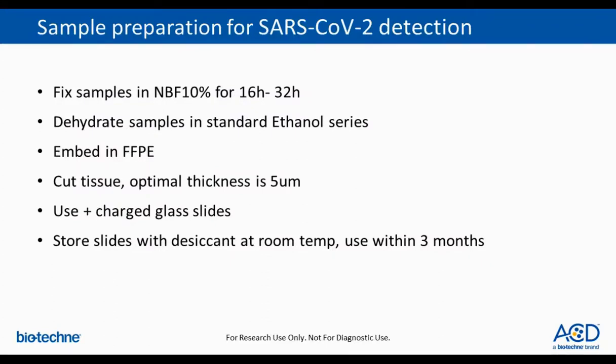Regarding sample preparation for the COVID detection, it doesn't really matter much whether you're detecting a target related to the COVID disease or not. This is the typical sample preparation that we recommend for any tissue that is formalin fixed, paraffin embedded, so we recommend to have it fixed for between 16 and 32 hours. We recommend to cut it at a thickness of approximately 5 microns. We recommend you put your tissues on positively charged slides, and once you're done, you can store your slides in a desiccant at room temperature and use them, please, within 3 months.